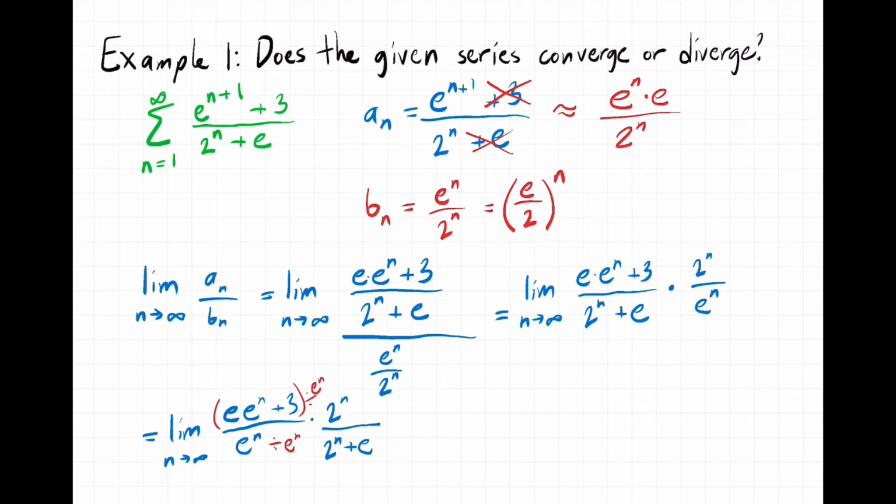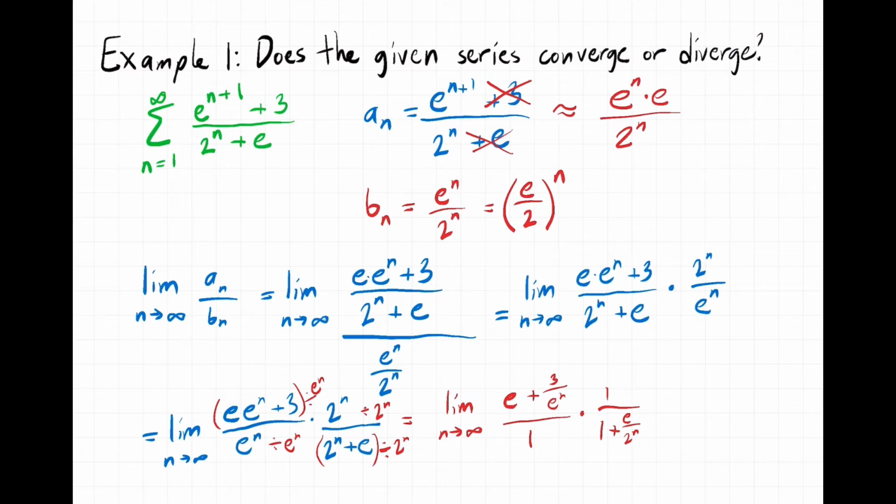And that's going to give us the limit as n goes to infinity of, okay, that first part's going to be just e plus 3 over e to the n, over 1, times the next part. What's the next part? Well, for the next part, let's actually divide the top and bottom by 2 to the n. And we'll end up with a 1 on top and a 1 plus e over 2 to the n on bottom.